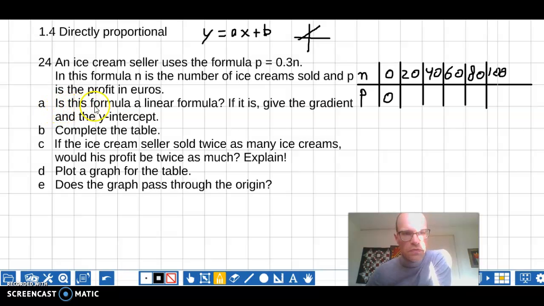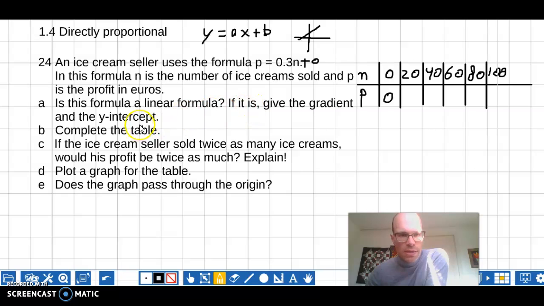First question, is this formula a linear formula? Okay, first of all, what is a linear formula? It's in the form y is ax plus b. What is the formula? P is 0.3n. At first glance, it might not appear to be that formula because there is no b, but I can always add plus 0, can't I? Of course, that's not the solution, you need to simplify it, but you can do that.